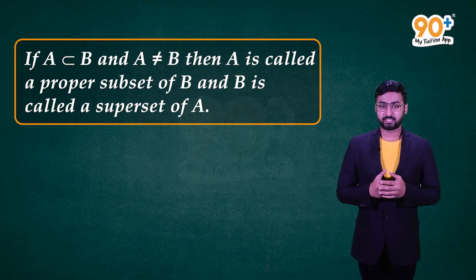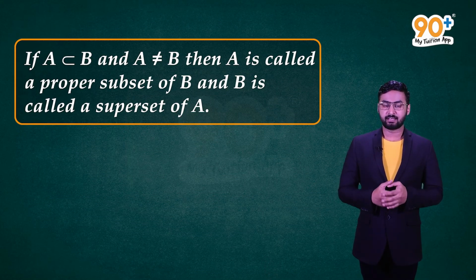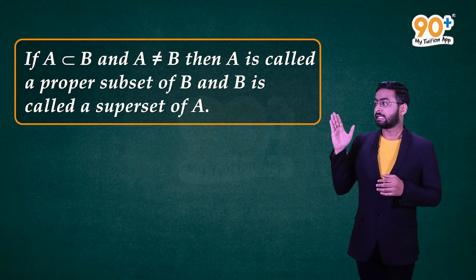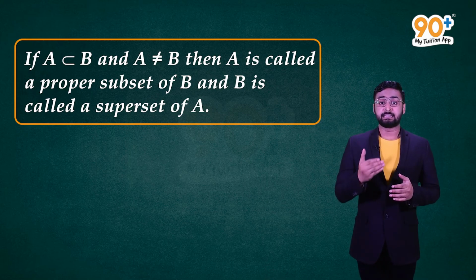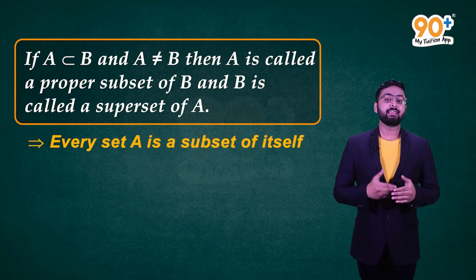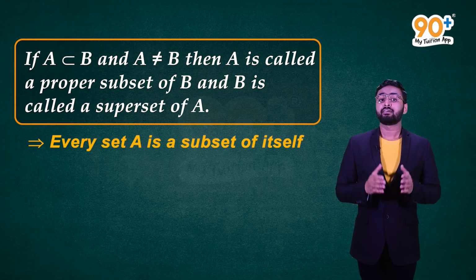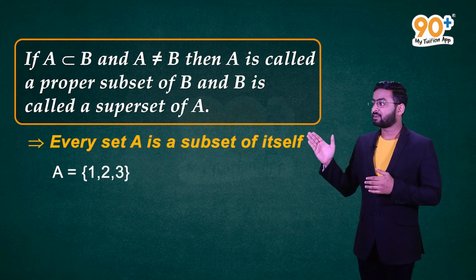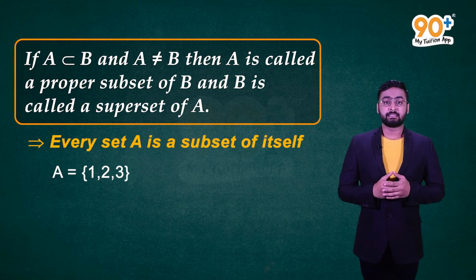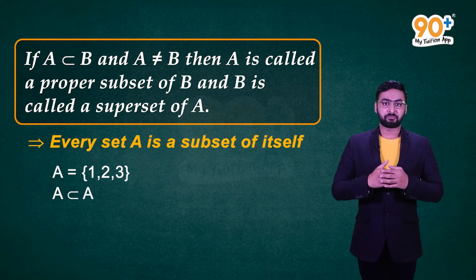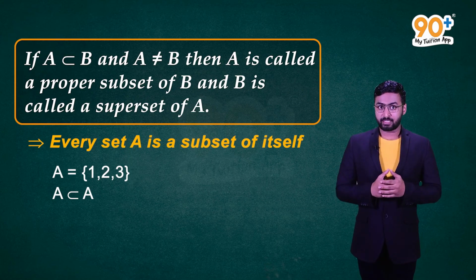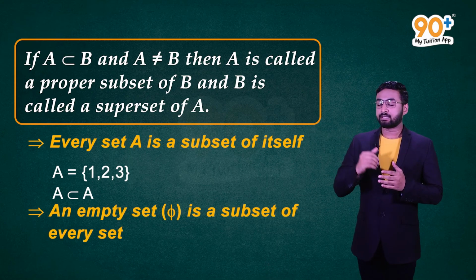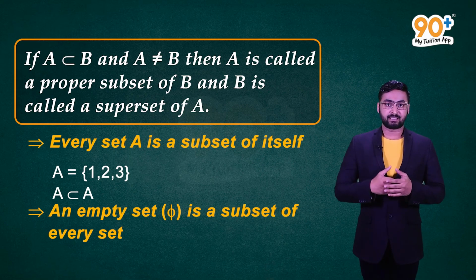There are two rules when it comes to subsets. First one, take any set A, then every set A is a subset of itself. For example, if A is equal to set of 1, 2 and 3, then A is a subset of A. The next rule is an empty set is a subset of every set.